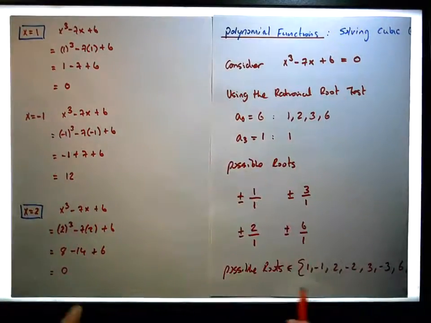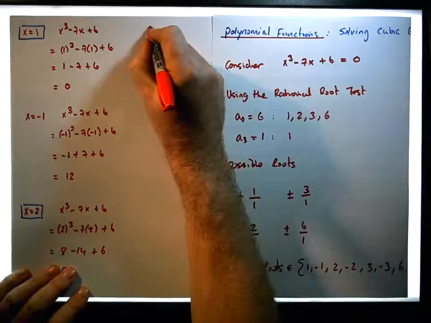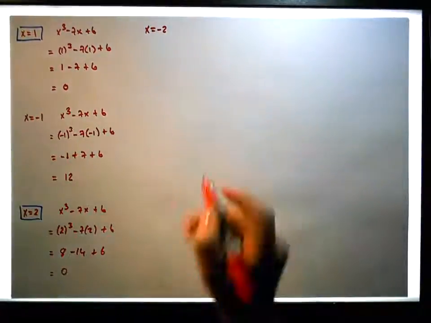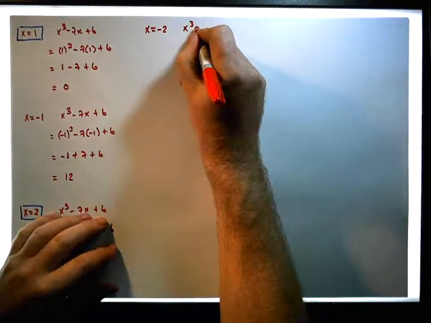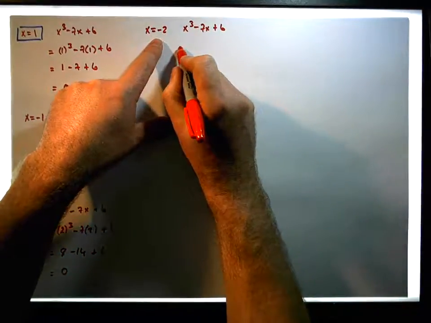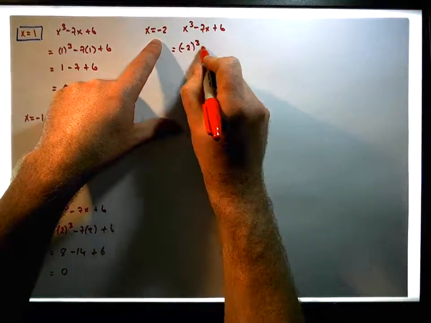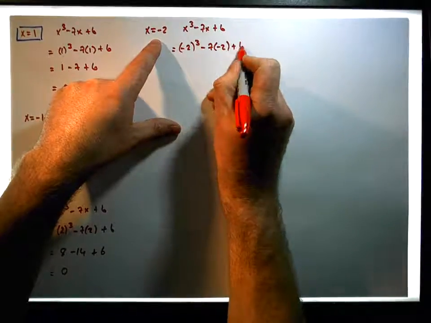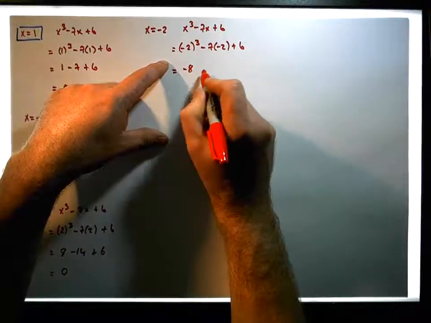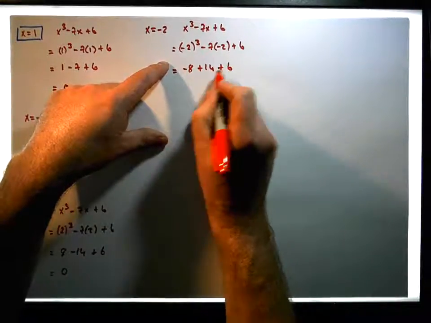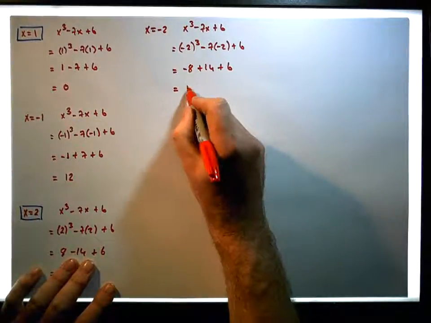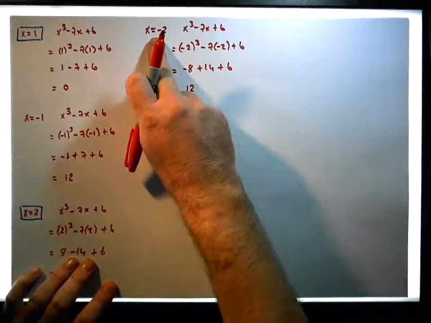What about when x is equal to minus 2? The polynomial x cubed minus 7x plus 6 becomes minus 2 cubed minus 7 times minus 2 plus 6. Minus 2 cubed is minus 8. Minus 7 times minus 2 is plus 14, plus 6. You can see that's 20 minus 8, which gives us a positive 12. So x is equal to minus 2 is not a root.